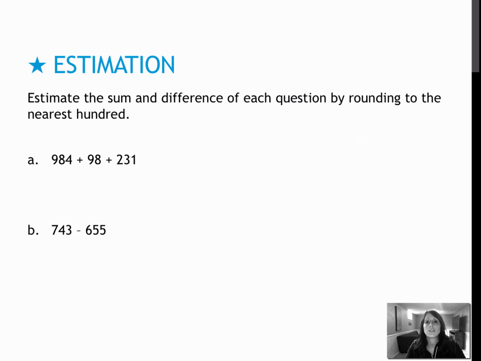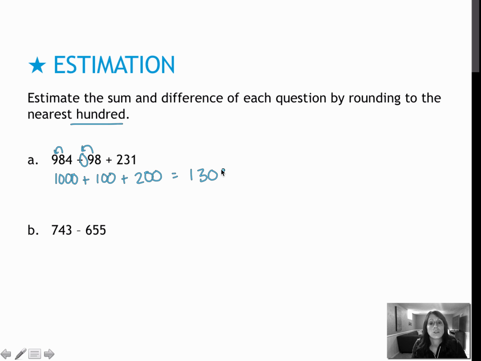Use that same process to find the sum and difference of the two questions given, then press play to see how you did. The first question, again, we're rounding to the nearest 100 on both of these questions. So 984, the 8 would round the 9 up to 10. That would give me 1,000. 98, rounded to the nearest 100, I would be looking at a 0. The 9 would tell me to round the 0 up to 100. And 231 rounds to 200. I'm going to add 1,000 plus 100 plus 200 to get 1,300, and that's my answer.